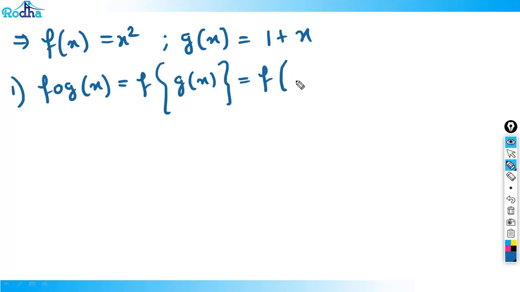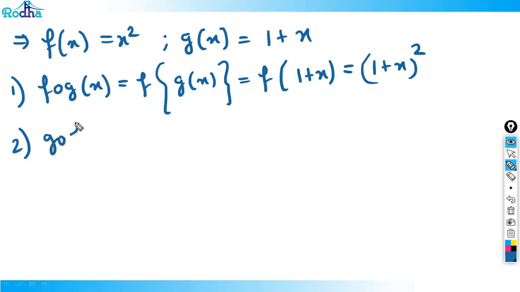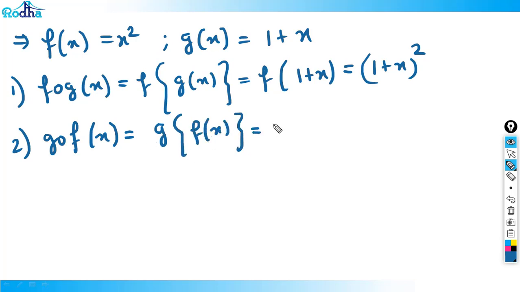And this is basically f of 1 plus x. So I'm trying to calculate the value of f of 1 plus x, right? Simply in place of x, I'll replace it by 1 plus x. It becomes 1 plus x whole square. I can also calculate gof x. What does gof x mean actually? It means g of fx, right? So what is g of fx here? G I put here. What is fx here? X square. So I'm calculating g of x square. What is gx? Gx is 1 plus x. Wherever there is x, I have to simply replace it with x square. So it becomes 1 plus x square. Correct? I hope it is clear, right?